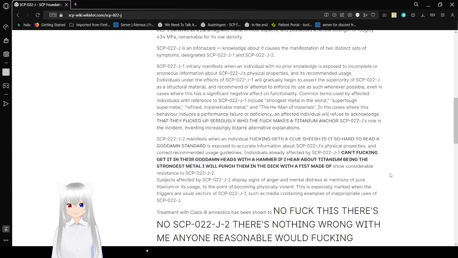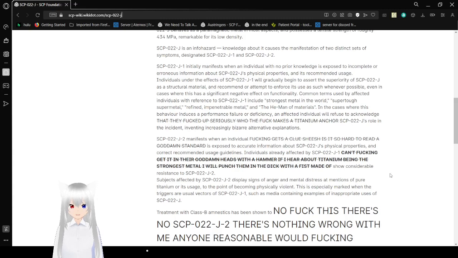SCP-22J is an info hazard. Knowledge thereof causes the manifestation of two distinct sets of symptoms, designated SCP-22J1 and SCP-22J2. SCP-22J1 initially manifests when an individual with no prior knowledge is exposed to incomplete or erroneous information about SCP-22J's physical properties and its recommended usage. Like, if you don't know what titanium is, and you're told that it's like the platinum from the Avatar series or something.